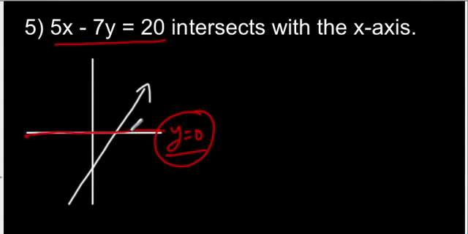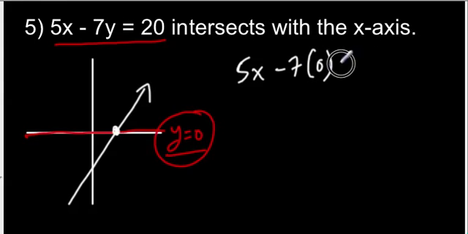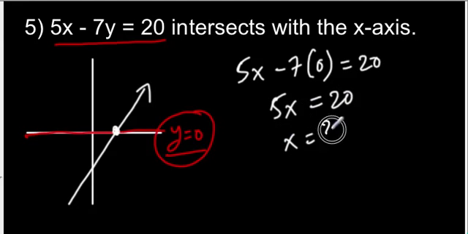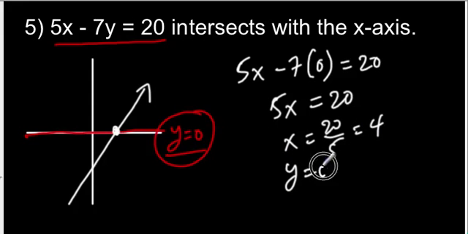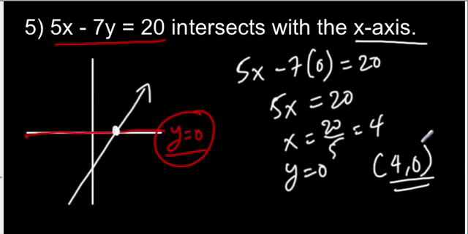So since we know that, these two will intersect right there, and we know that the y value is already 0, so we're just going to say 5x minus 7 times 0 is equal to 20. 5x is equal to 20, so x is equal to 20 divided by 5, which is 4. And we already know that y equals 0, just pretty much because the x-axis means that y equals 0. So our point of intersection is 4, 0. And that's it. That's where it intersects.